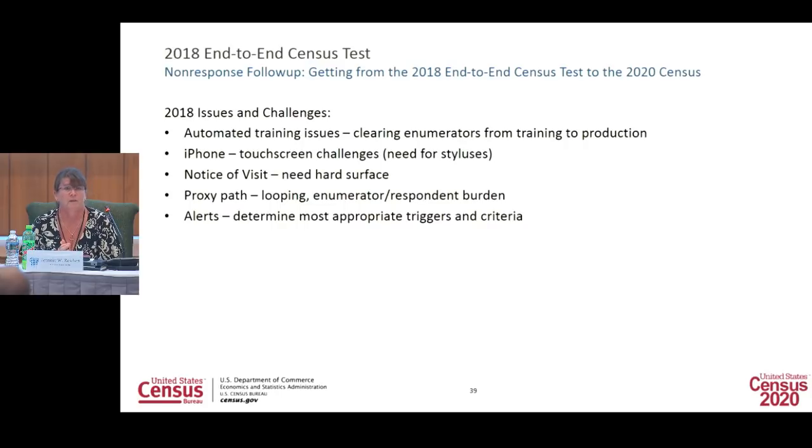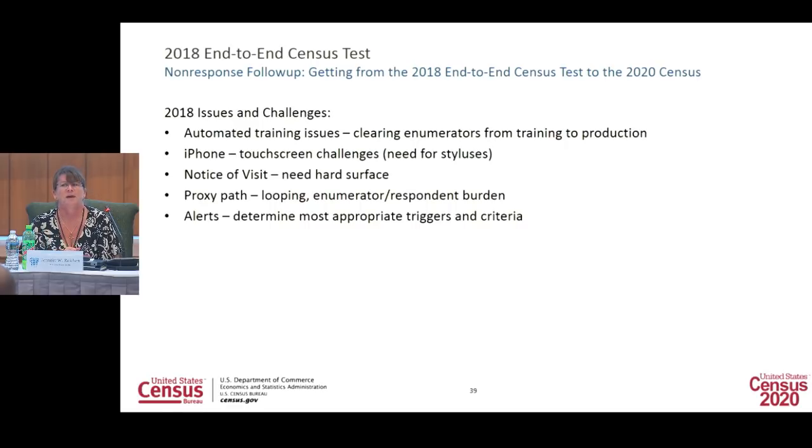The proxy path within the instrument. Proxies are an important part of doing non-response follow-up, especially as we get to the end and we're really trying to get data. We had some issues with the proxy path. There was a bug early on that I think most observers saw where it was forcing enumerators to make repeated attempts to get proxies when they didn't need to. That bug was fixed, but it was something that impacted the enumerators.